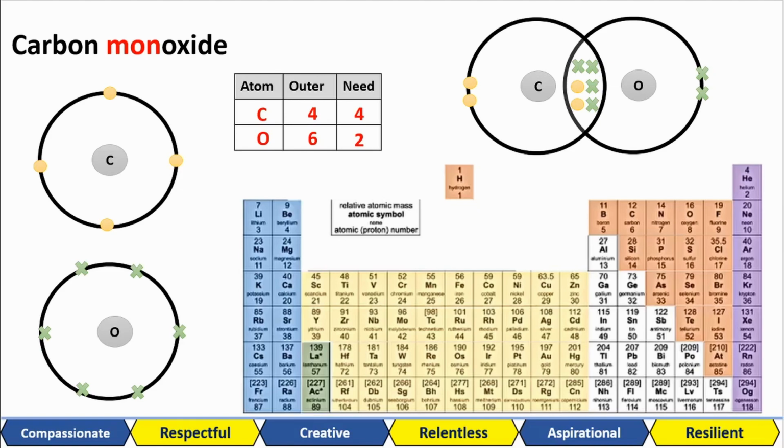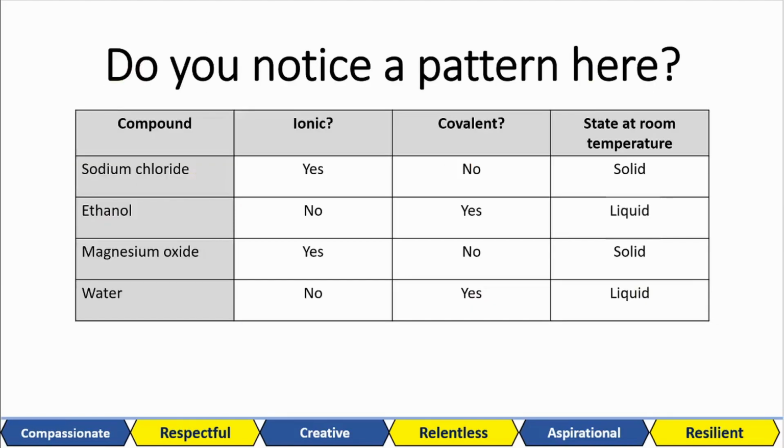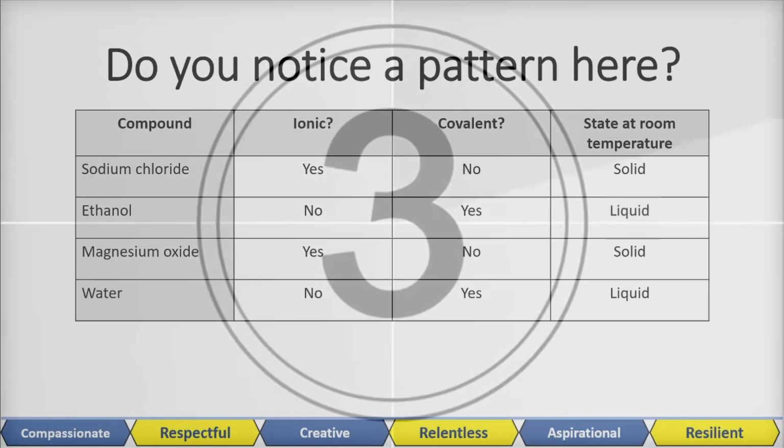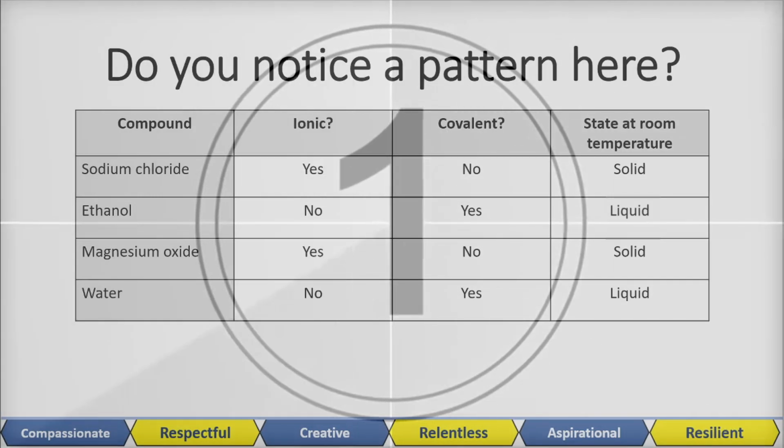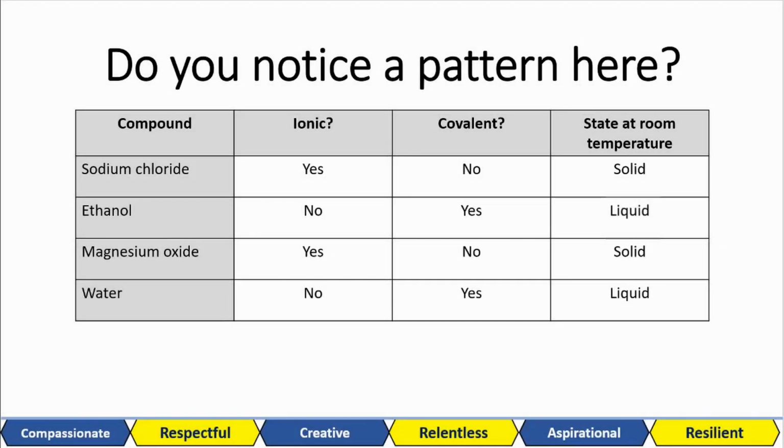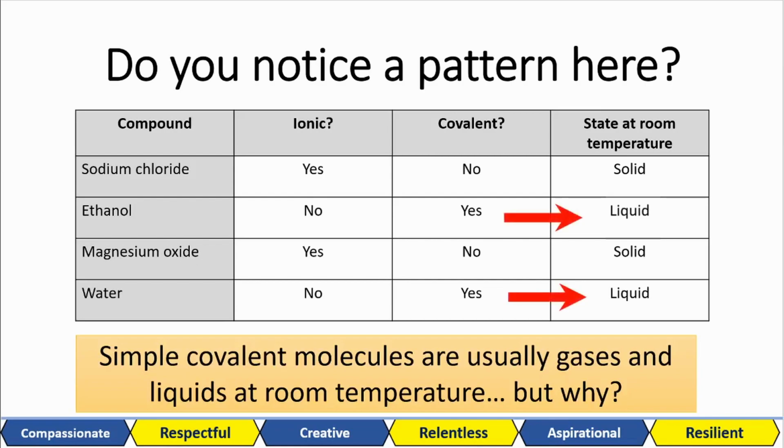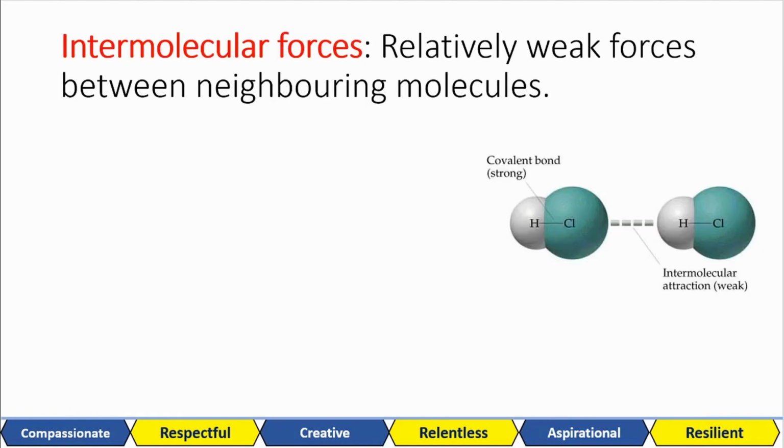The covalent molecules we've been looking at so far are called simple covalent molecules. Have a look at this table. What do you notice about these simple covalent molecules? Well, compared to ionic compounds, simple covalent molecules are usually gases or liquids at room temperature. And this is due to our good old friend, intermolecular forces. These are the weak forces of attraction between molecules.